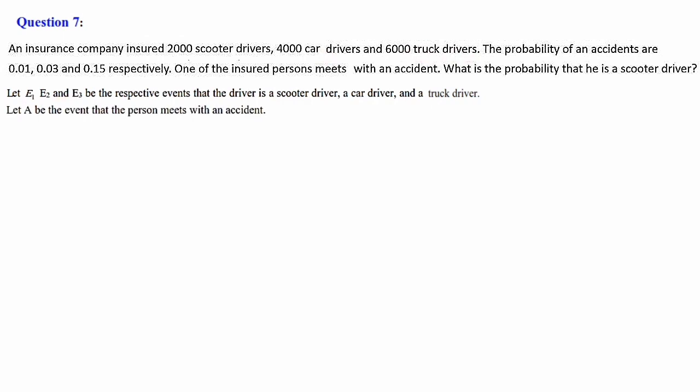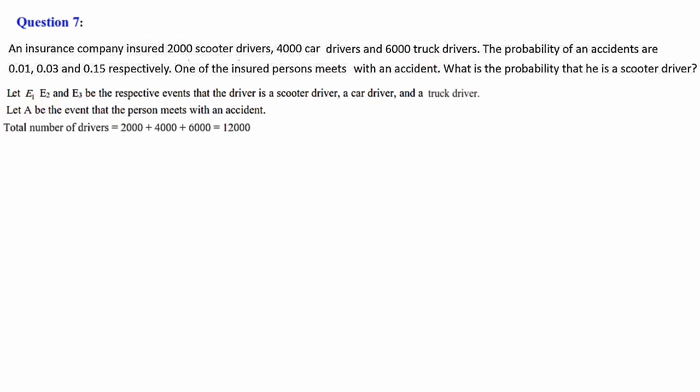Now we have to define A. What is the probability that he is a scooter driver? One of the insured persons meets with an accident. So here A is the person who is meeting with an accident. Let A be the event that the person meets with an accident. The driver category, scooter driver, car driver and truck driver, we have already assumed with E1, E2 and E3. Here E1, E2, E3 we have defined and A also defined.